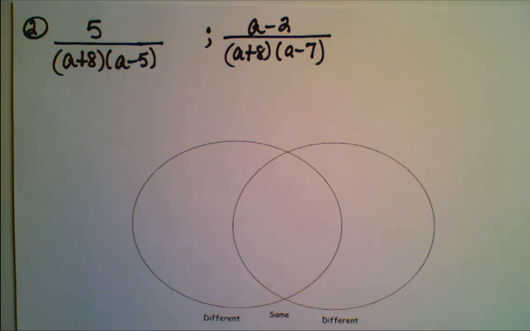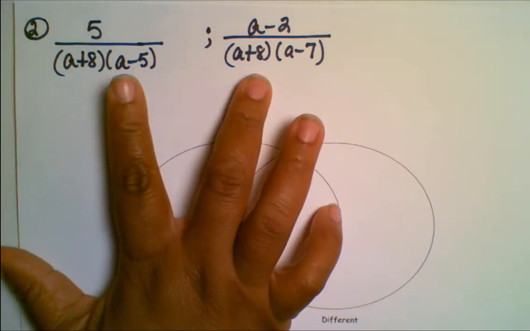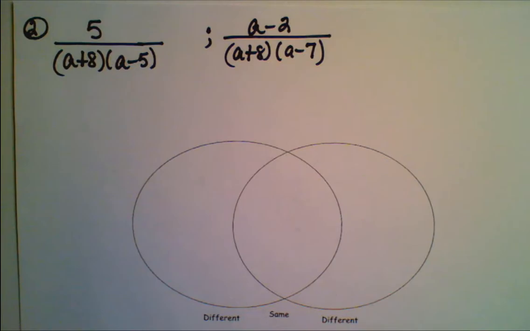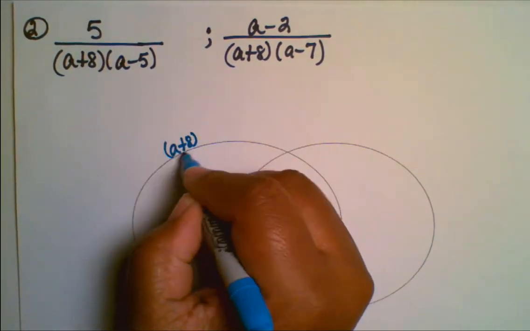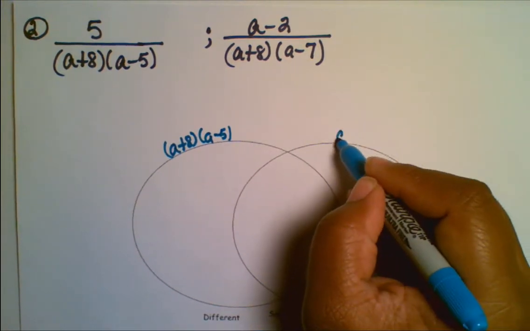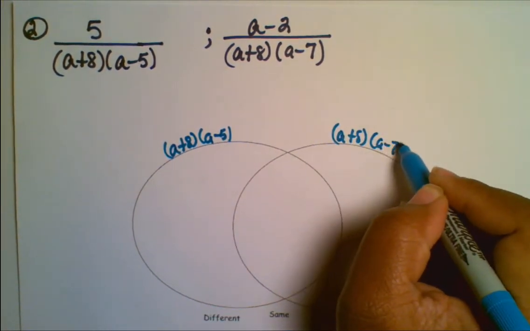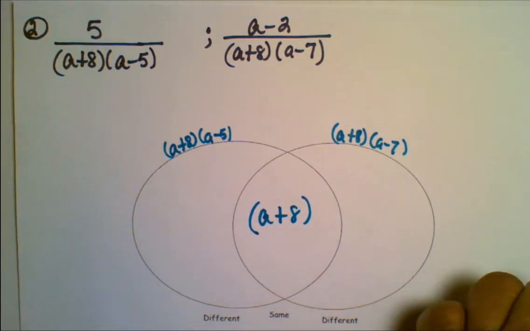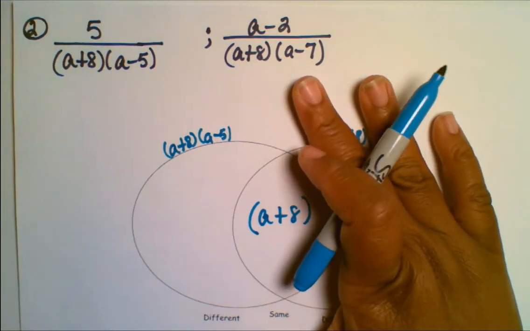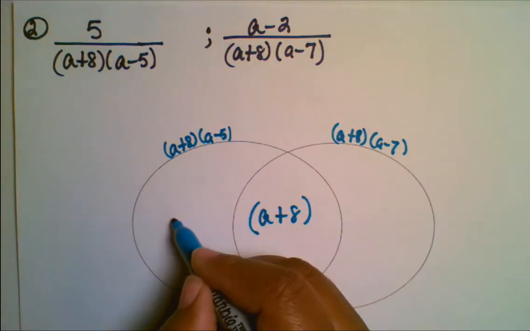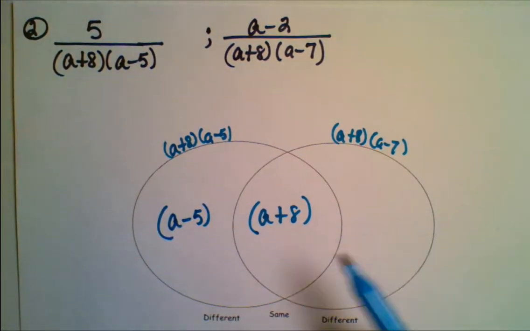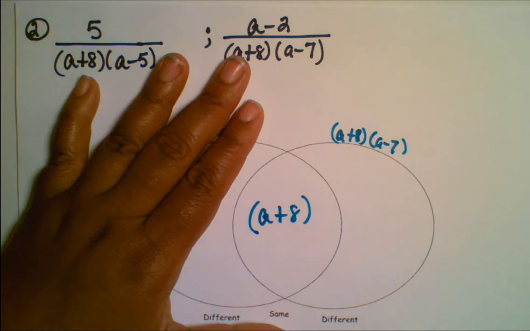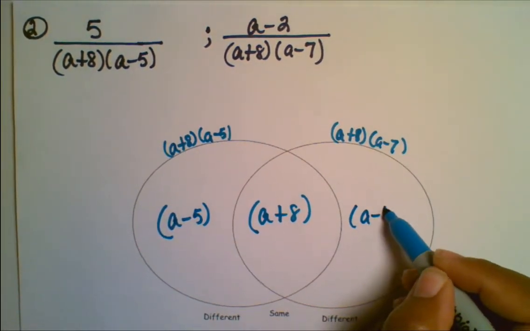We want to find the LCD. So our main goal is just to look at the denominators. So my question to you, what is the same? Okay, so I'm going to go ahead and write out what should be in each circle. What's the same? A plus 8. And then let's look at the first circle. What will be different? A minus 5. And then the second circle. What will be different? A minus 7.